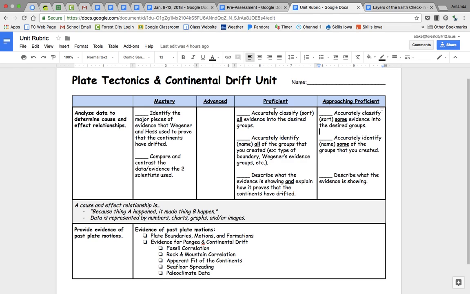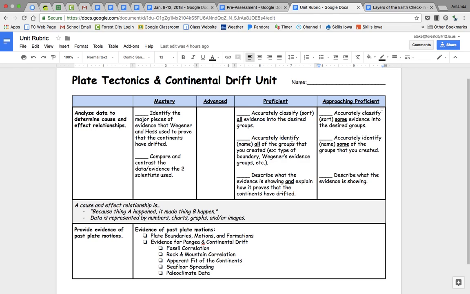Just like in our natural hazards unit, where you were sorting things by predictors or impacts or hurricanes or tornadoes, here you're going to be sorting things based on which kind of evidence is it. Is it fossil correlation, matching fossils, or is it rock and mountain correlation, or the shape of the continents? Those are the types of things you'll be sorting this time.